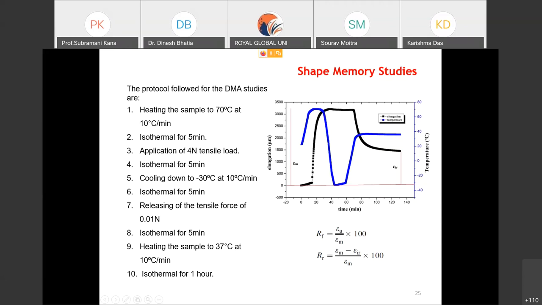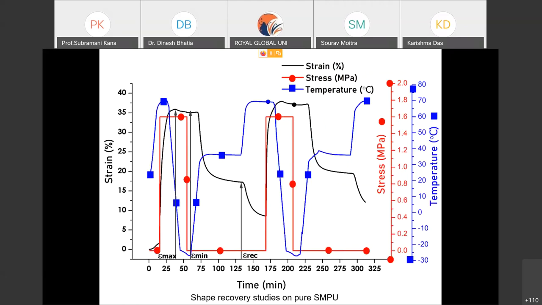This is the procedure, the way it is done. Isothermal condition for 5 minutes, then you release the tensile force to 0.1 newton. This is the standard protocol of how it is supposed to be done. The shape fixity and shape recovery can then be calculated, and these are the test results of our pure shape memory polyurethane. You can see here the temperature trend.